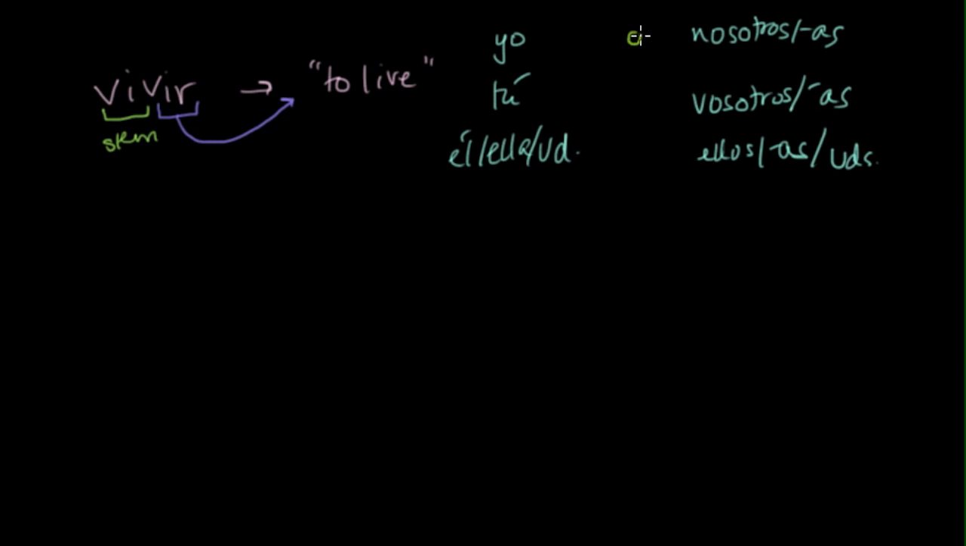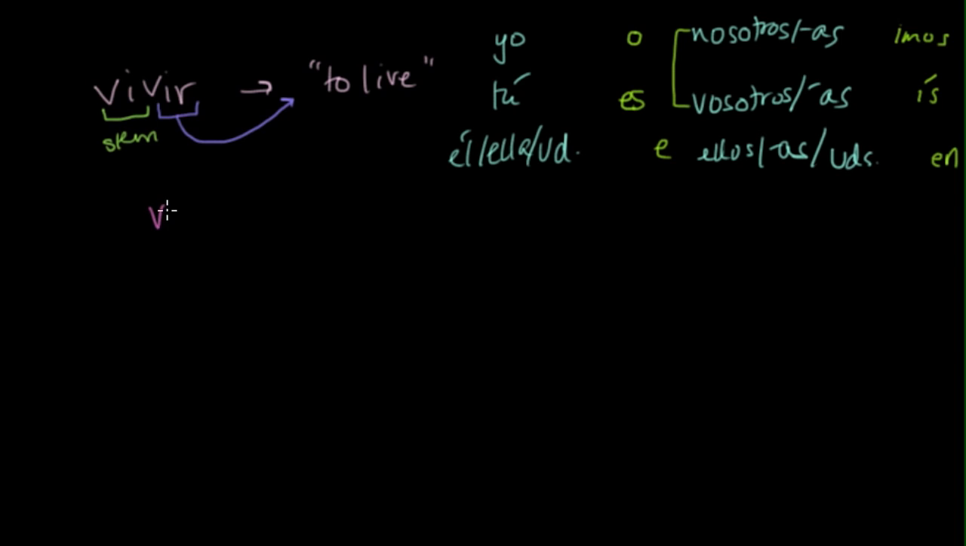So our endings for IR verbs are as follows. Yo, o, exactly the same as both AR and ER verbs. Tú, es, él, ella, usted, and I'm not making a mistake, all of these endings are exactly the same. In fact, the only differences between ER and IR verbs will be the nosotros and vosotros forms, which are imos and ís, accent on the I, and ellos, ellas, ustedes, again, is the same as for ER verbs, and it is en. So let's conjugate vivir in all of these forms.